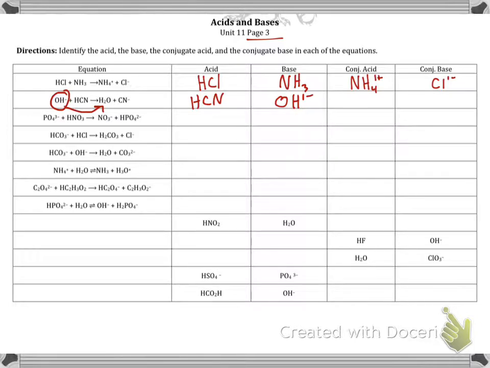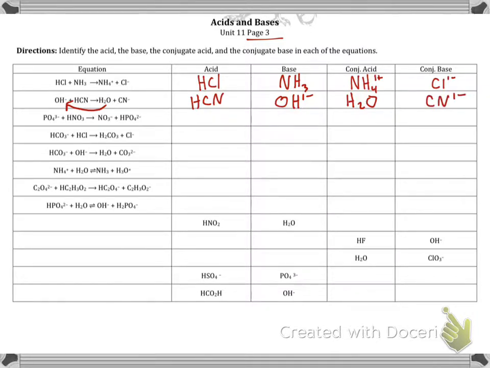Now, what about in the reverse direction? Again, we're going to learn about reactions going backwards. Well, what's acting like an acid in the reverse direction? Well, again, an acid, a Bronsted-Lowry acid, is losing a hydrogen. And so what is losing a hydrogen in the reverse direction? Well, it's the H2O. The H2O is losing a hydrogen in the reverse direction. And what is gaining a hydrogen in the reverse direction? What's accepting a hydrogen? It's the CN1 minus.